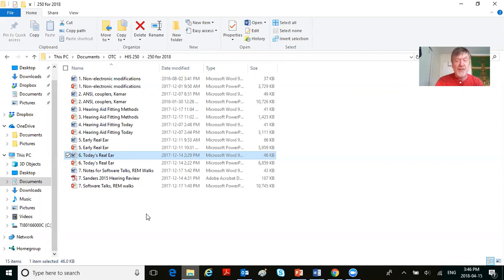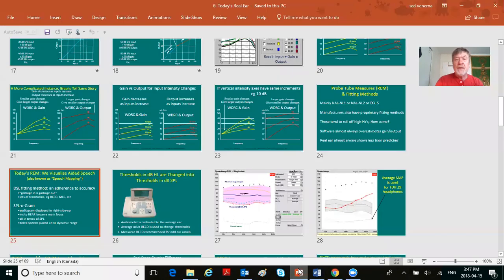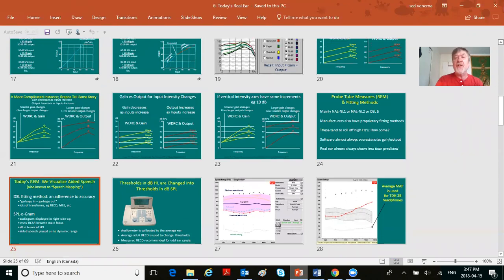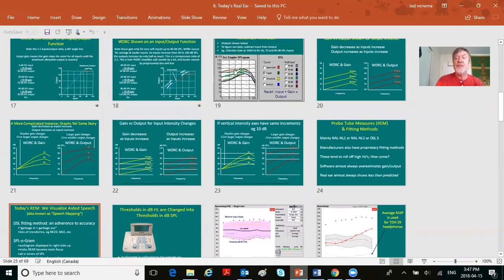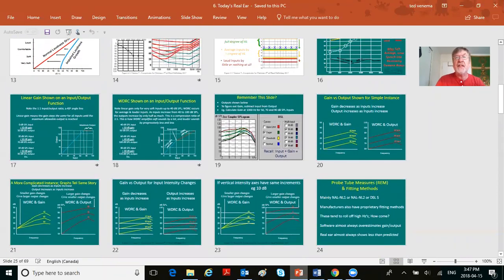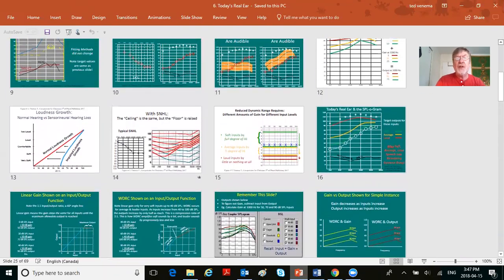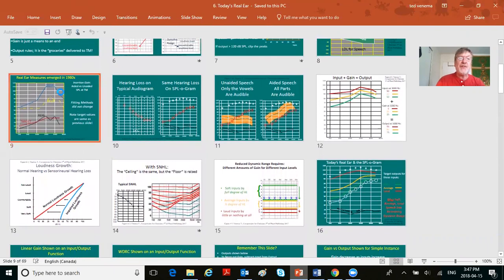But here goes. Let's look at today's Real Ear, and I'm going to pull up the PowerPoint for that. And we left off last week. I believe we talked about the differences between looking at things in terms of output versus looking at things in terms of gain. So today's Real Ear, this was yesterday's Real Ear.